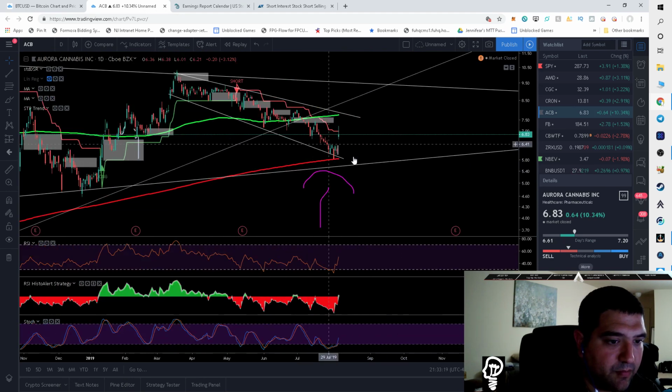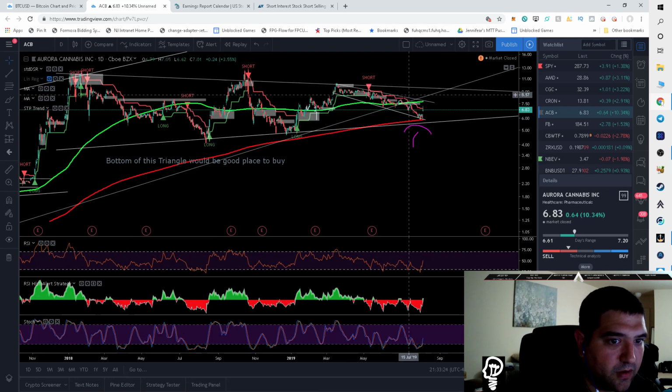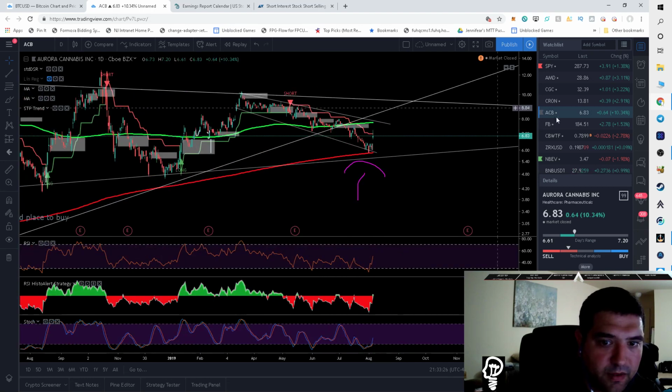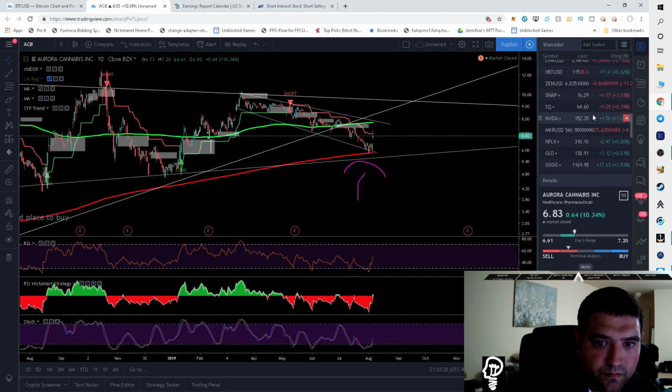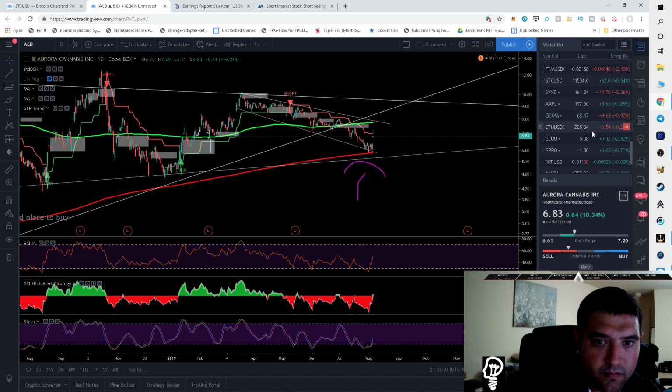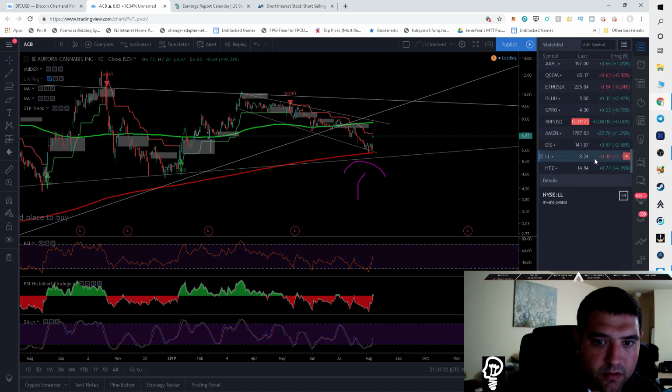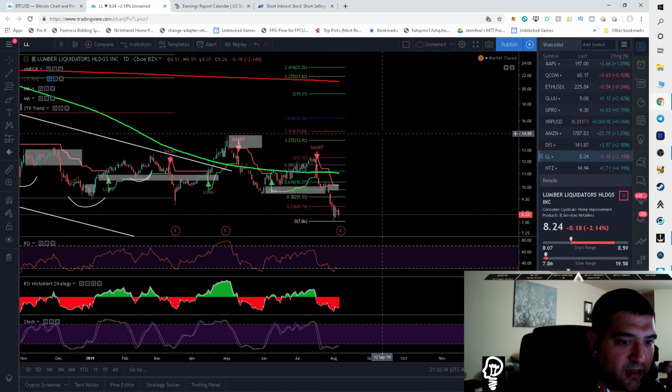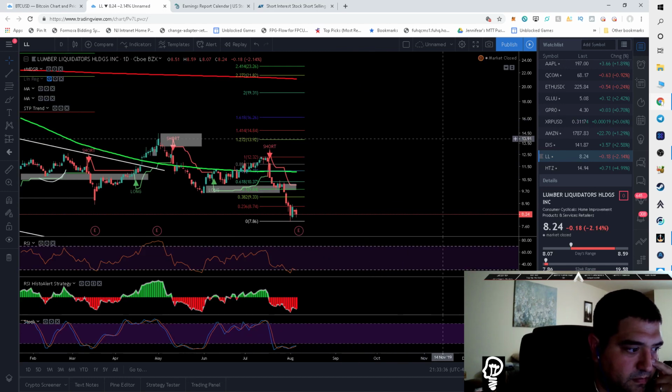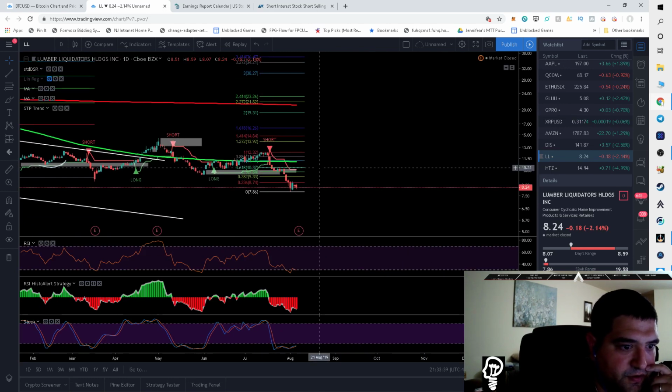So yeah, I had pointed out that buying right here on this trend line was a good place to go long. I was looking at Lumber Liquidators today, and I did open a long position here.